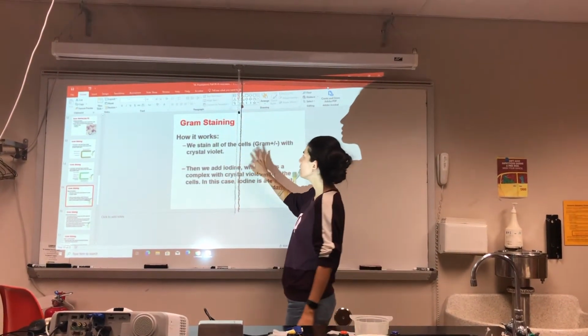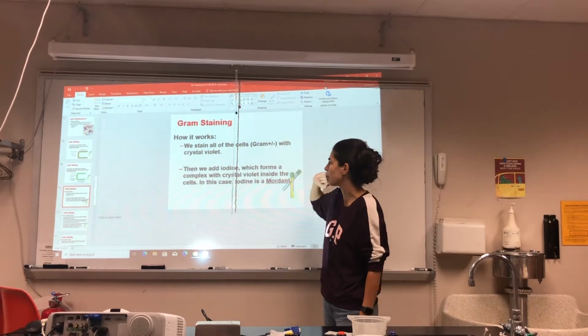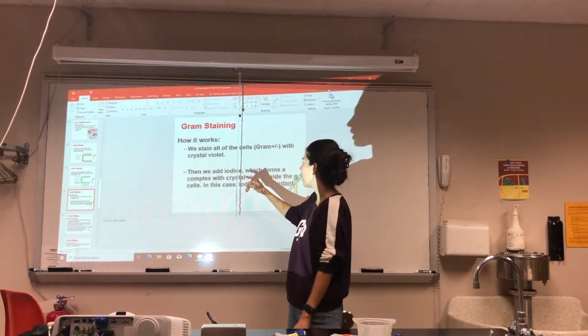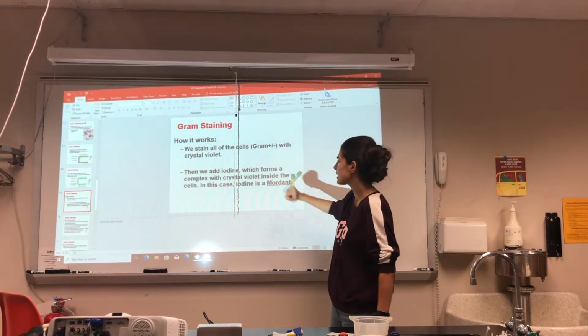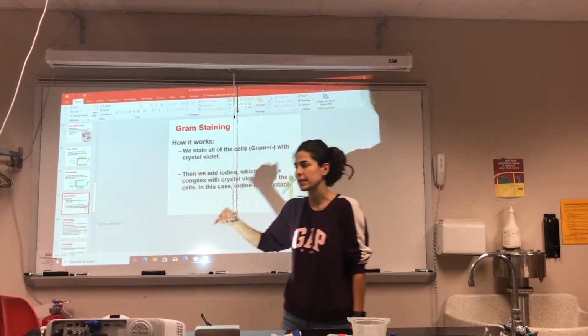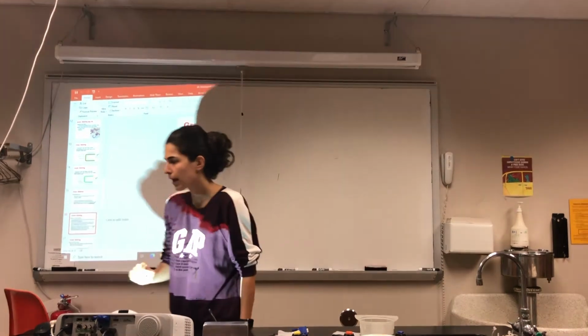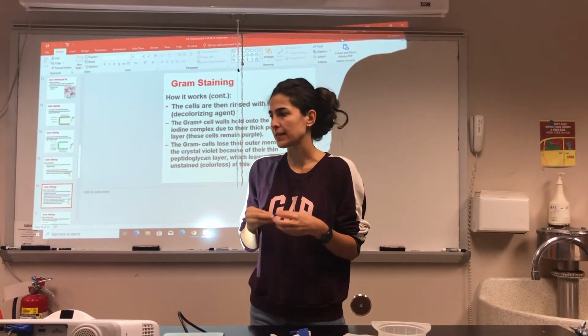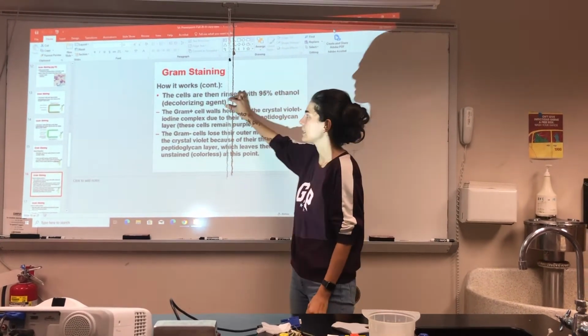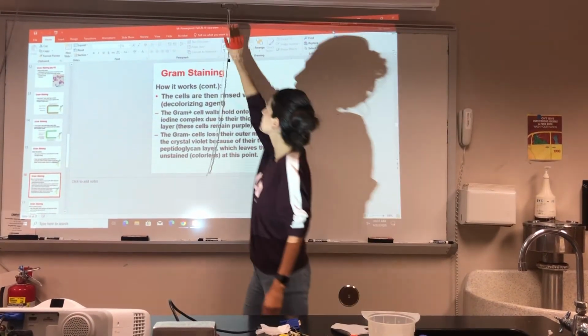We stain all of the cells with crystal violet, and then we add iodine. Iodine forms a complex with the crystal violet, and in this case, iodine is a mordant. Then we rinse the cells with 90% ethanol, which we call the decolorizing agent.